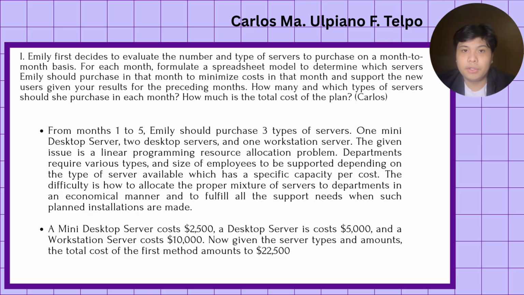Now, to answer the first question, from months 1 to 5, Emily should purchase three types of servers: one mini desktop server, two desktop servers, and one workstation server. The given issue is a linear programming resource allocation problem. Departments require various types and size of employees to be supported depending on the type of server available, which has a specific capacity per cost.